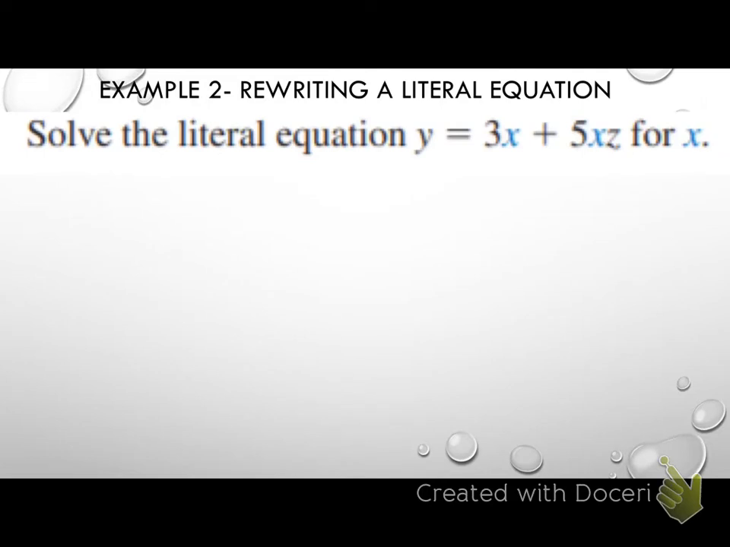Solve the literal equation. y equals 3x plus 5xz. Solving for x this time, not y. Solving for x, trying to get x by itself. Any ideas on what I need to do first here? Subtract 5xz. Okay, we can try that. Let's try it out.